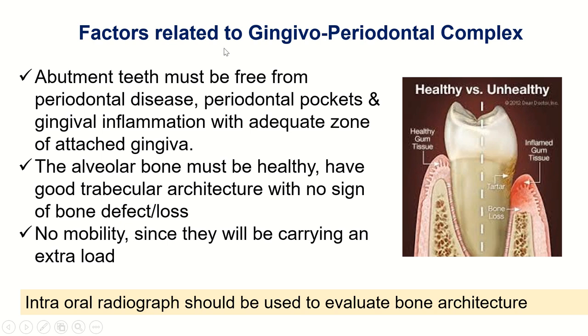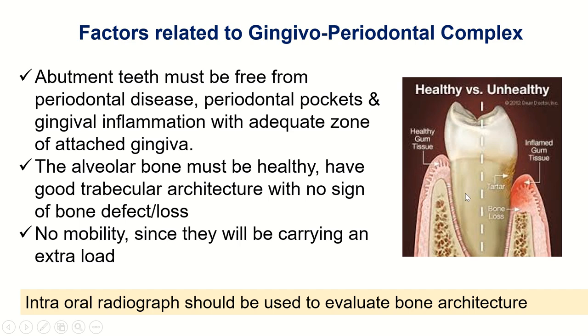The third factor to be evaluated is the factors related to the gingival periodontal complex. The abutment teeth must be free from periodontal diseases, periodontal pockets, and gingival inflammation, and also with adequate attached gingiva. This is the attached gingiva. The alveolar bone must also be healthy, with good trabecular architecture and no sign of bone loss. And in the end, if we have a good bone level, we have no mobility. Why? Since it will be carrying extra load.